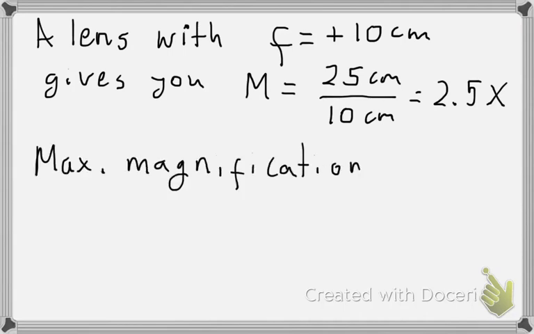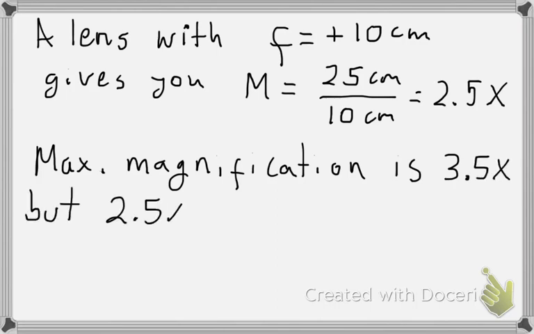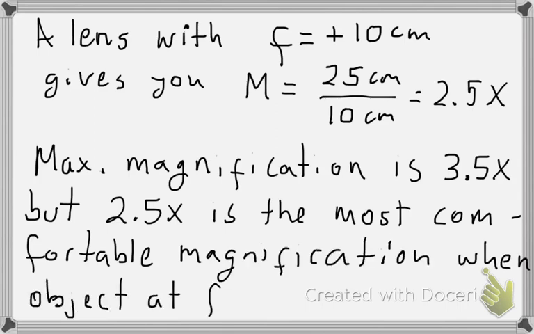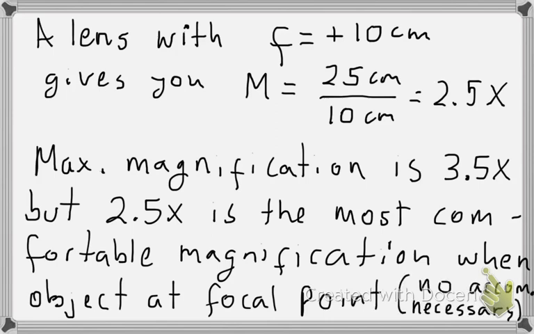Now, this is not the maximum magnification that you can get out of a magnifying glass. The 2.5x is the magnification when we put the object at the focal length. This is the standard magnification value because this is the most comfortable magnification when you place the object at the focal point, since the image is at infinity and therefore no accommodation of your eyes is necessary. So this is the standard value given for lenses.